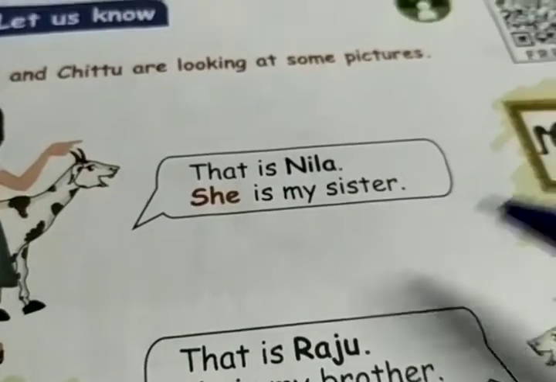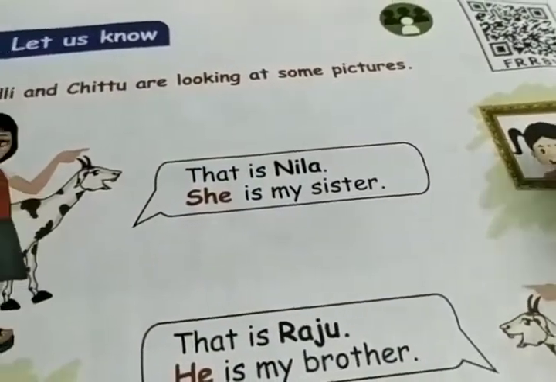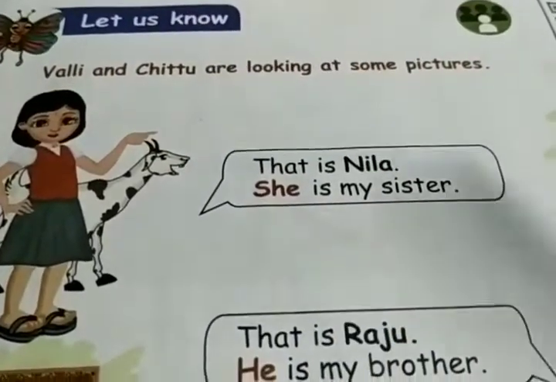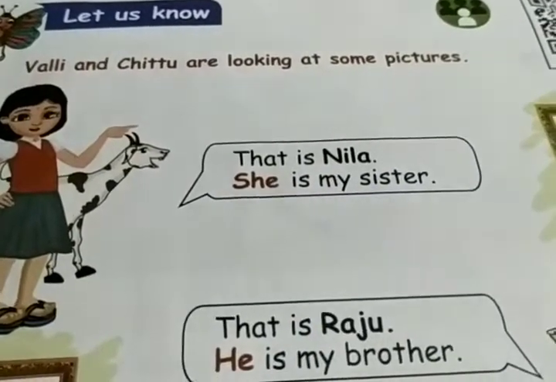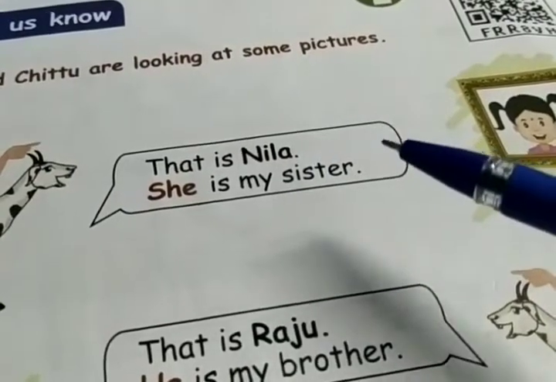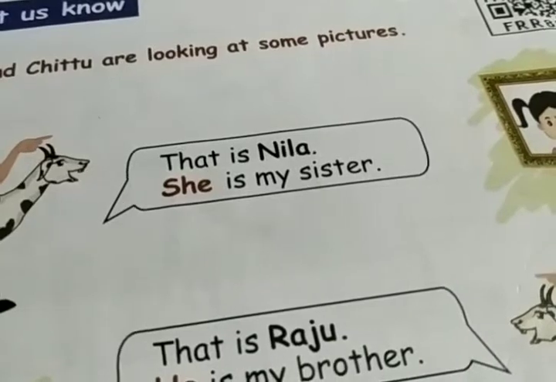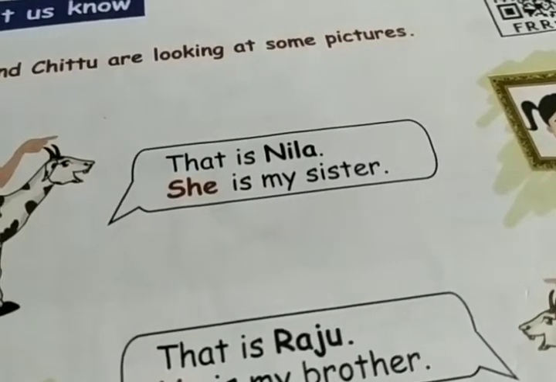First, see here, that is Nila, she is my sister. So Valli is introducing her sister to her pet. Then she introduces Nila to Chittu. Nila is the name of a girl, isn't it? So why is she saying 'that'? We cannot say 'it' because she is there.